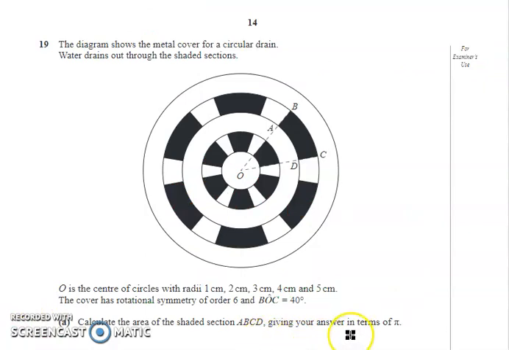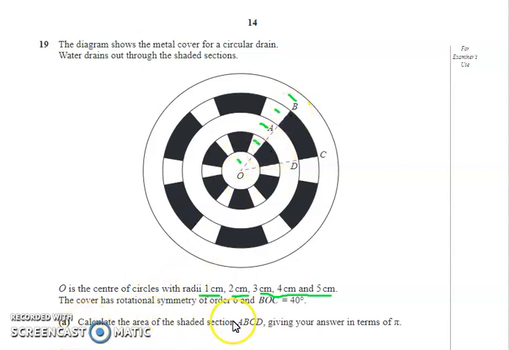Now let's solve this question. Okay, the diagram shows the metal cover for a circular drain. Water drains out through the shaded sections. Alright, O is the center of the circle with radius 1 centimeter, 2 centimeters. So this is 1, this is 1, this is 1 and this is 1 and this is 1. So 2, 3, 4, 5. This is how these values will come to us because all these distances are 1.